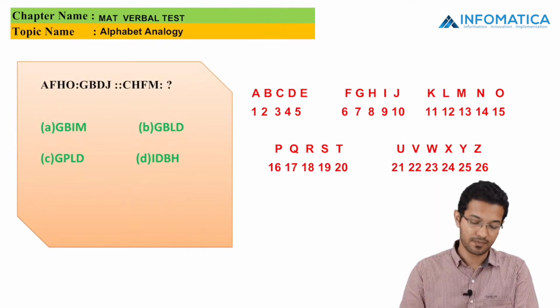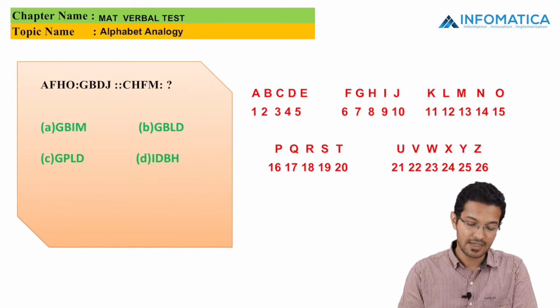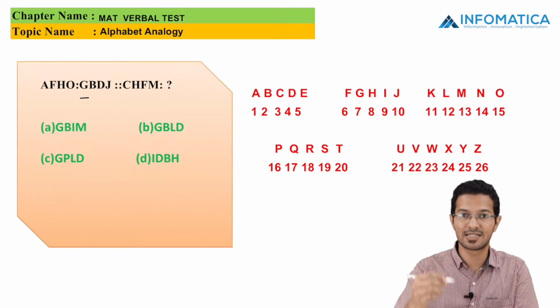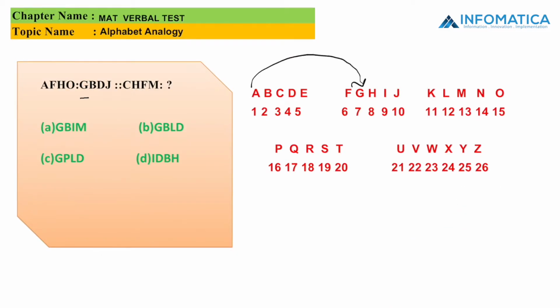Next question is AFHO is related to GBDJ. A is on number 1 position and G is on the 7th position. So I have gone plus 6 steps ahead. F is related to B. F is on number 6 position and I am going up till G. So I am going minus 4 steps.